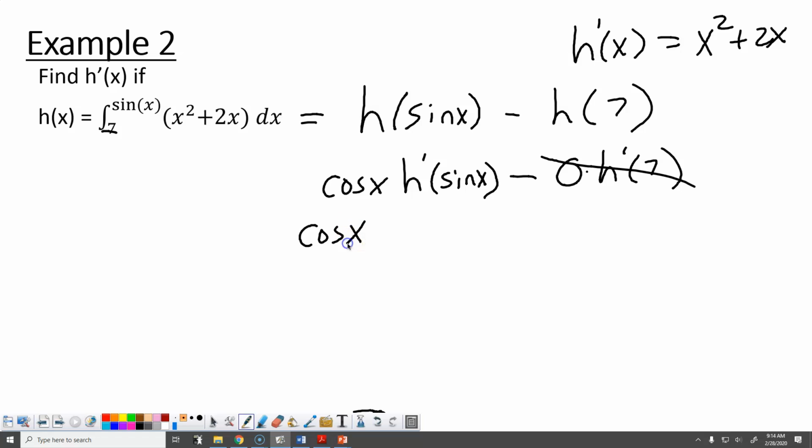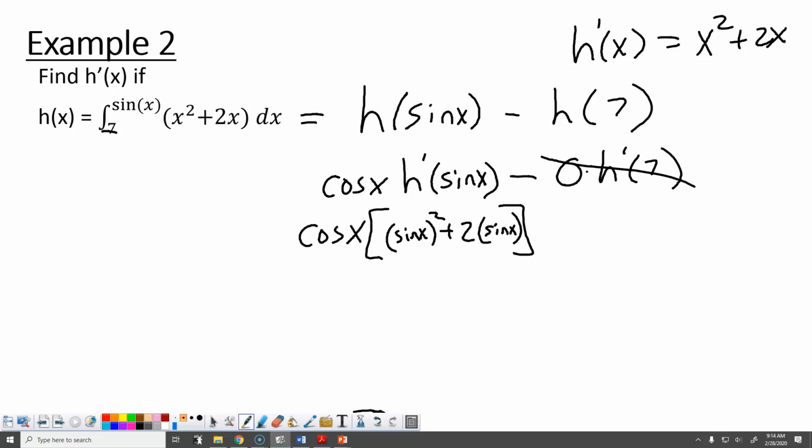But what did we say that h prime of x was at the very beginning? It's x squared plus 2x. Do you guys see how there's 2 x's there this time? So whatever's inside these parentheses needs to go in both spots. So it's going to look like this. Plus 2x. What's going in the parentheses? Sine x. Okay, so it's x squared plus 2x, and we're replacing the x with sine x.